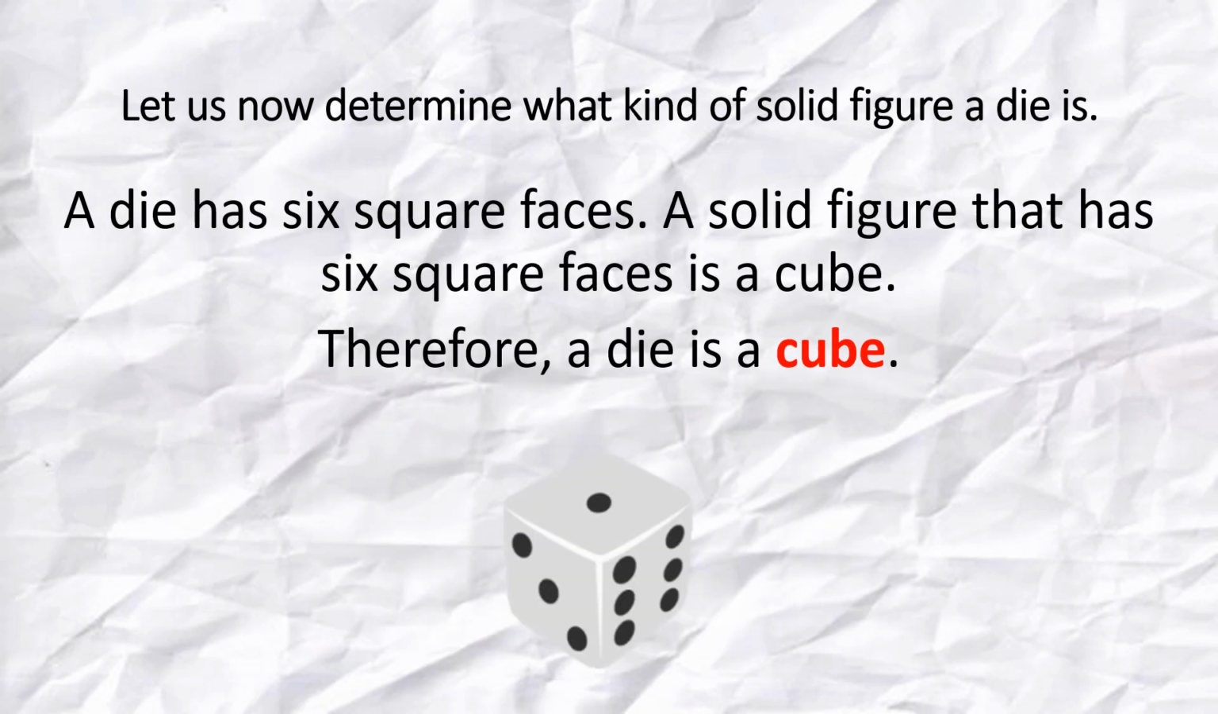Let us now determine what kind of solid figure a die is. A die has 6 square faces. A solid figure that has 6 square faces is what we call a cube. Therefore, a die is a cube.